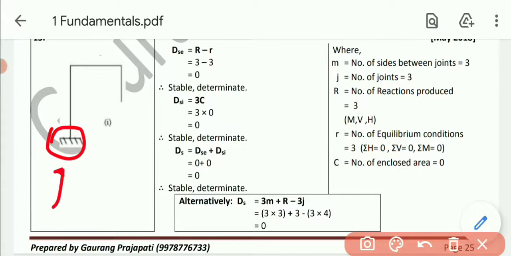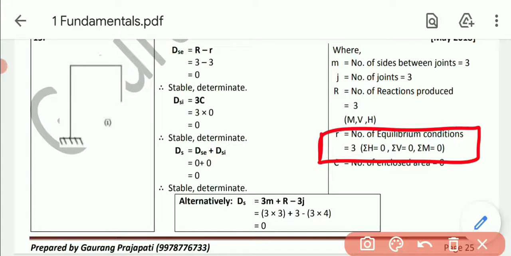Fixed support 1, 3 reactions will be there. Over here, free support is there, so no reaction will be there for that one. So capital R is 3. Then enclosed area is 0, it is open, so C is 0. And small r, the number of equilibrium conditions, is always 3.